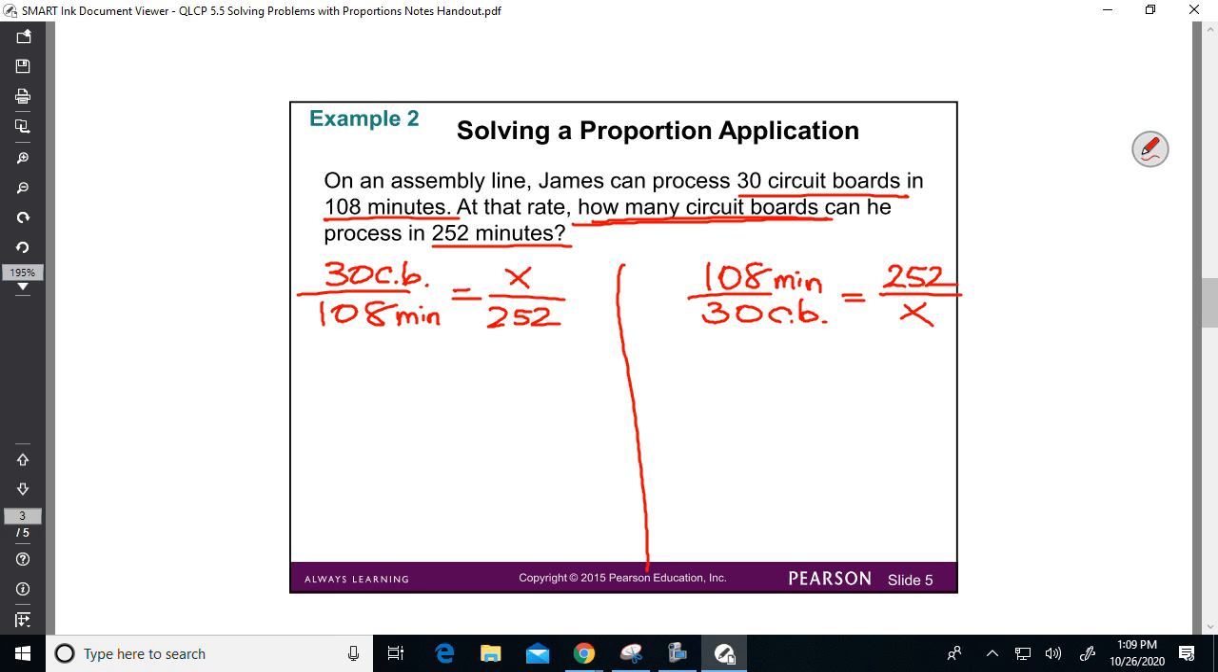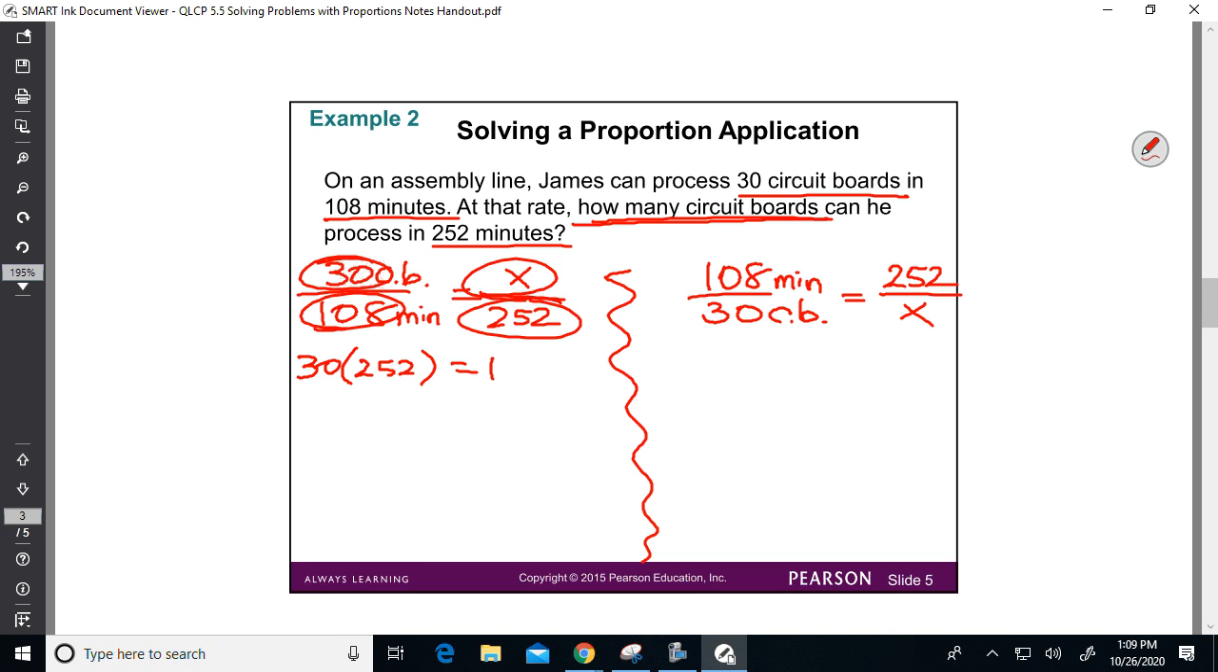Any questions before we solve it out? Let's go, let's solve it out. Let y'all do some computation with your calculators. 30 gets multiplied times 252. Somebody start calculating that out. And then 108 gets multiplied times X.